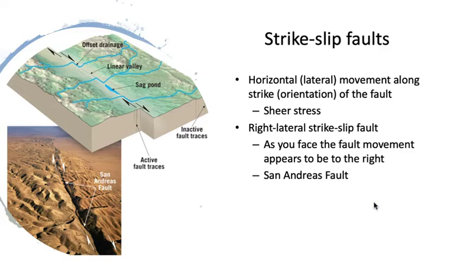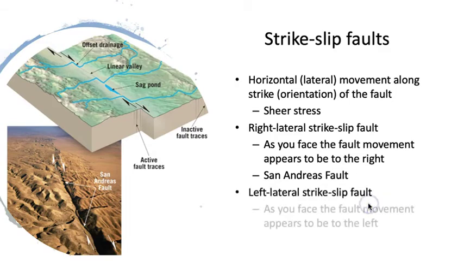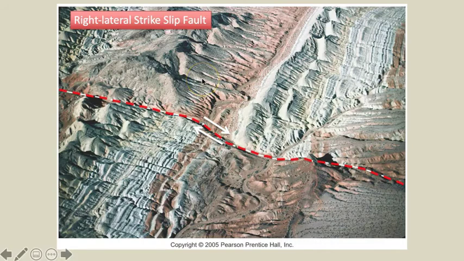If after a strike-slip fault is moved, objects on the other side of the fault appear to have moved to the left, the horizontal fault is called a left lateral strike-slip fault. Here's a photograph from a plane flying over a right lateral strike-slip fault that has offset strata in Death Valley National Park.